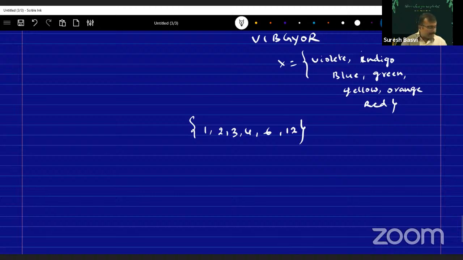So A is correct, B is also correct, C is wrong, and D is also right. So the answer is, I think, C.